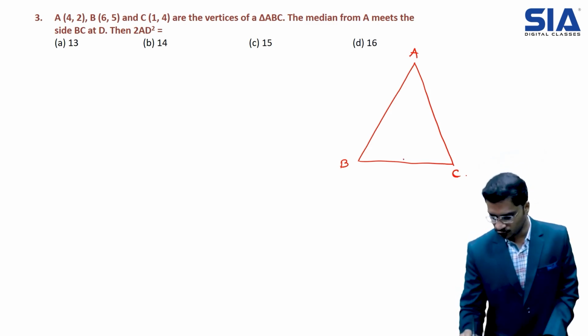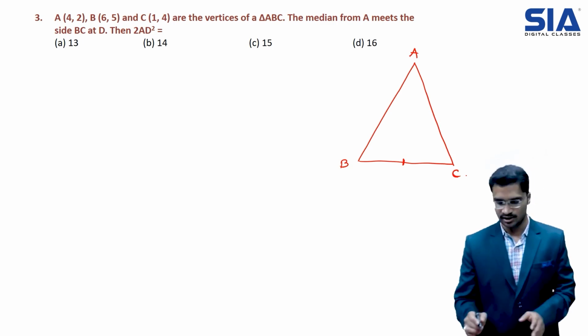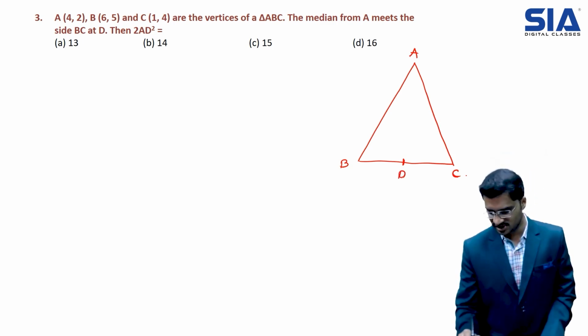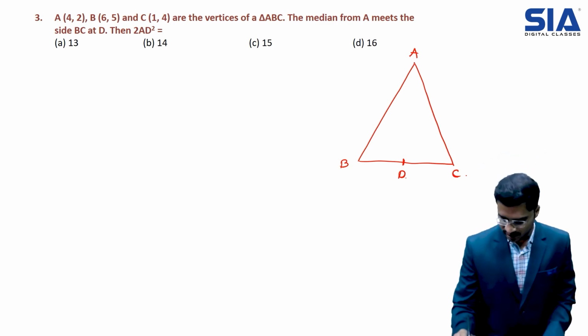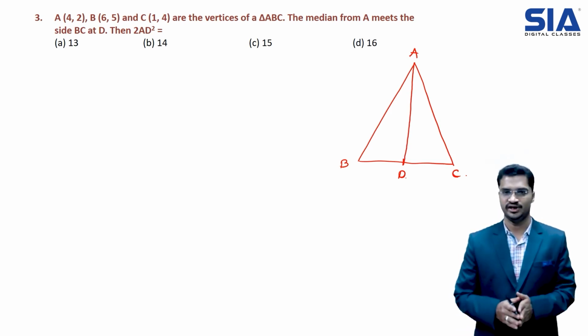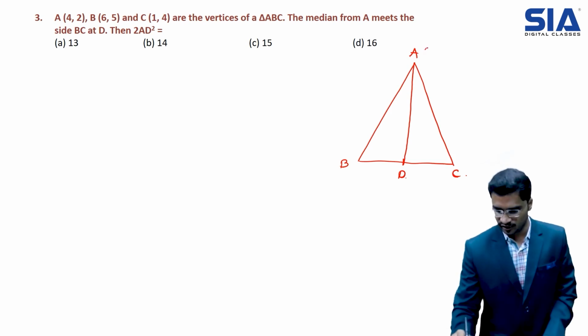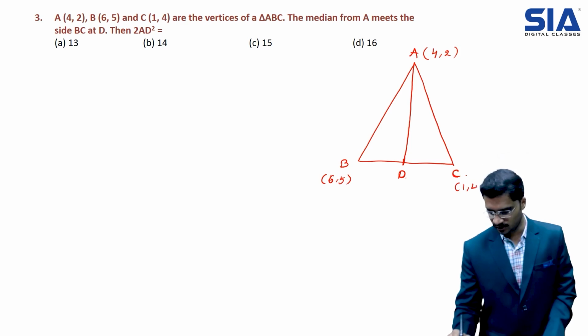So first of all, we have to plot the midpoint of BC. The midpoint of BC is D. Now from A to D we have joined a line. This is called a median. In order to find the length of AD, we know the coordinates of A, which is (4, 2). The coordinates of B are also given, (6, 5), and the coordinates of C are given, (1, 4).